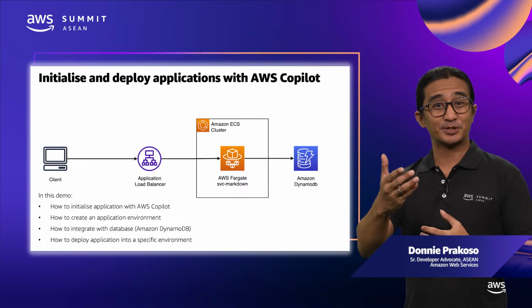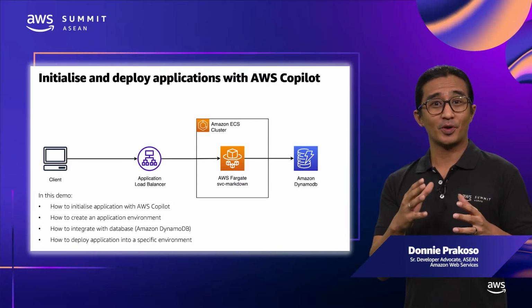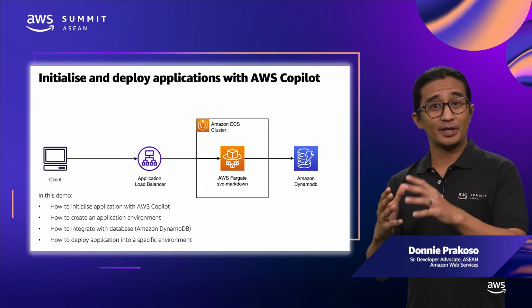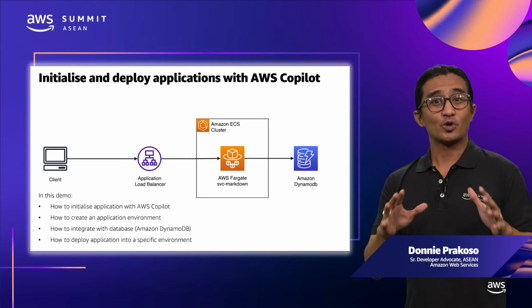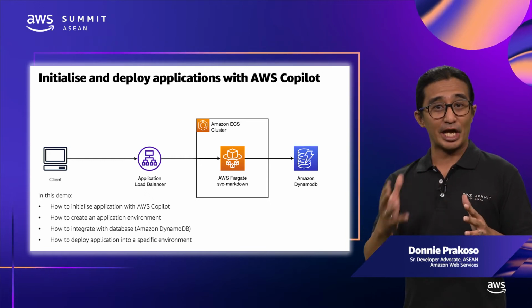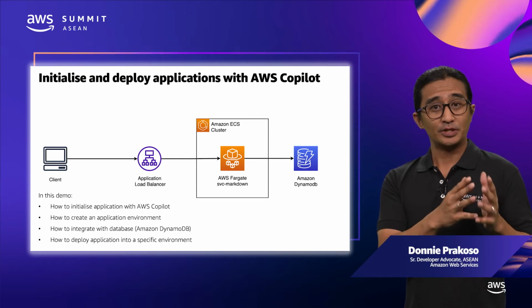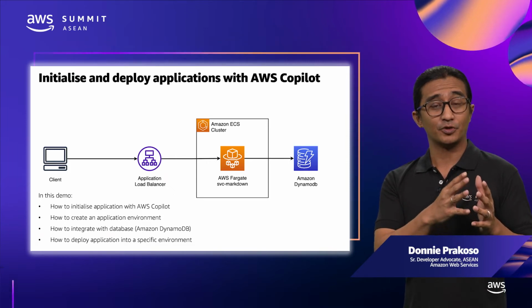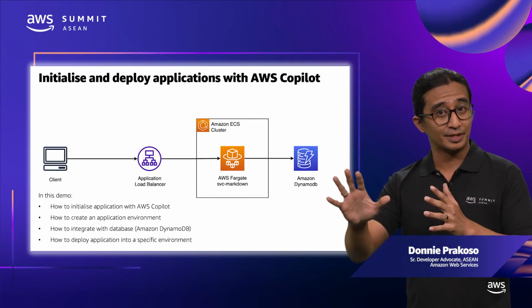So let's see AWS Copilot in action. In the first demo, we're going to deploy the application into Amazon ECS and AWS Fargate. So just a quick overview of the kind of application that we are going to deploy today. The application that we are going to deploy is a simple application that returns HTML based on the markdown text that we pass as input.